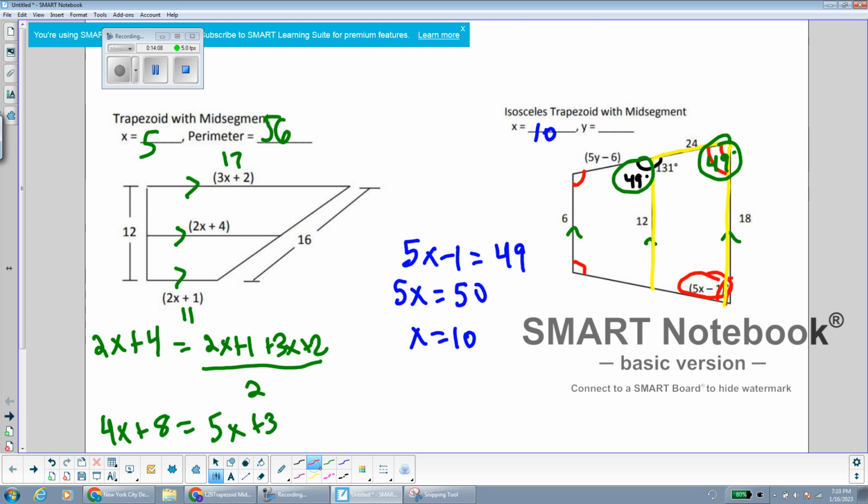Now, to find my y value, my y is actually on the side of the triangle over here. So I know that we have a midsegment, and a midsegment connects midpoints together. So if this point is the midpoint of the side of the trapezoid, I know it splits the side equally in half. So I know that 5y minus 6 is equal to 24. So adding 6 to both sides, we have 5y is equal to 30. So we have y is equal to 6.